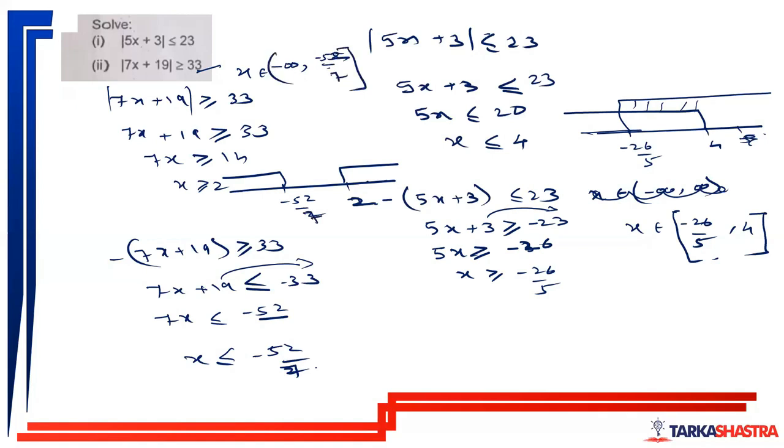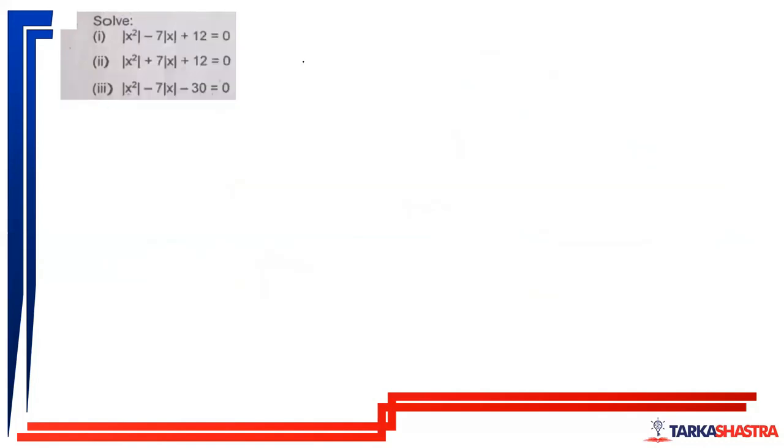This is a round bracket, this is a union, 2 to infinity. Okay, this is how you need to solve it. Moving forward, we just have to solve these quadratic equations. It is very easy, and these are quadratic equations. How will these brackets open?